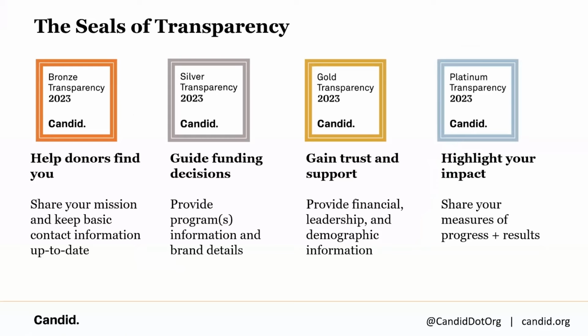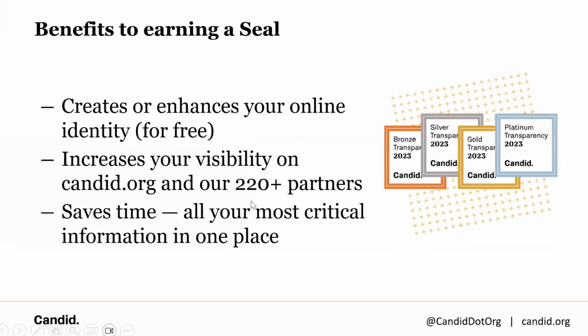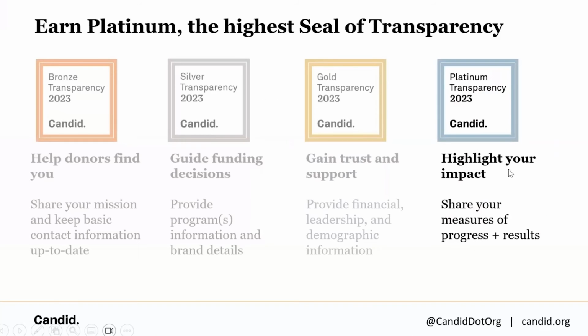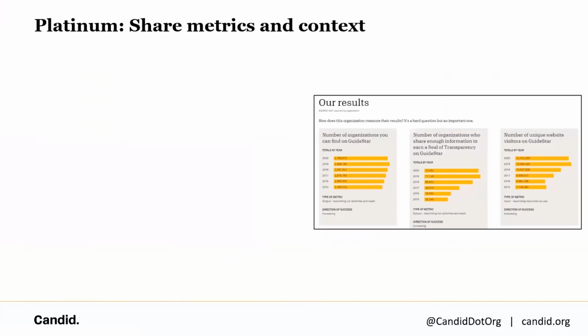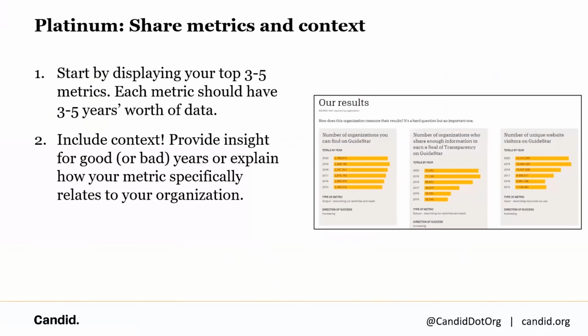I'm not going to spend an enormous amount of time today talking about the different levels, but it depends on how much information you provide. The platinum level is where you really get to highlight your impact. This is where you share things like your outcomes and your success metrics, to show donors exactly why you're doing what you're doing and what type of effect you're having. So this is where you would put them in to earn your platinum seal on GuideStar. And then you can share these metrics.